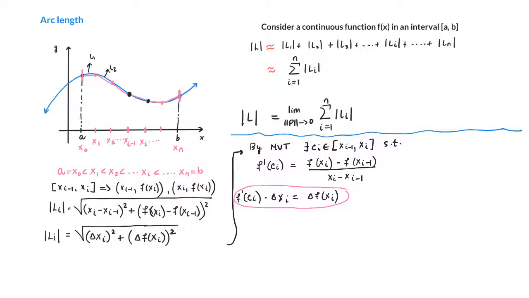We're going to take this expression on the left and substitute it within the radical. All right, so continuing with that substitution, we're going to have that the length of the ith subinterval will be equal to the square root of delta x sub i squared plus, and now on to the substitution. Instead of delta f of x sub i squared, we're going to write f prime of c sub i times delta x sub i, all of that squared.